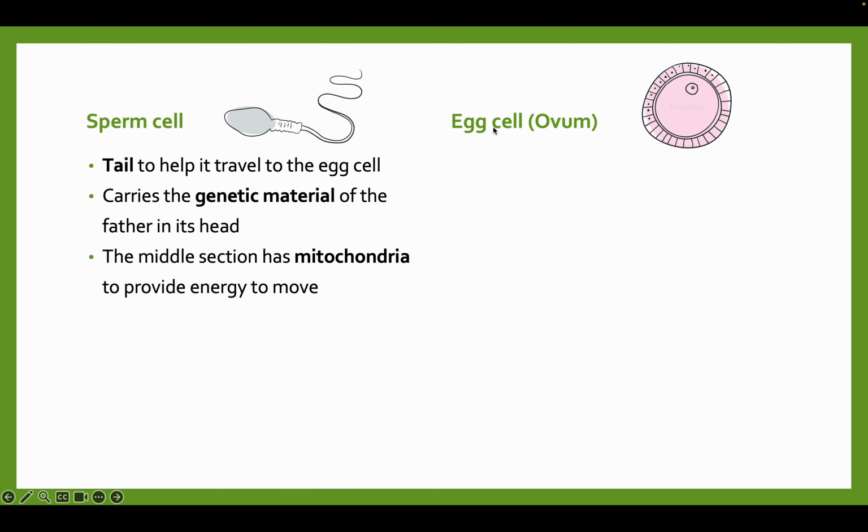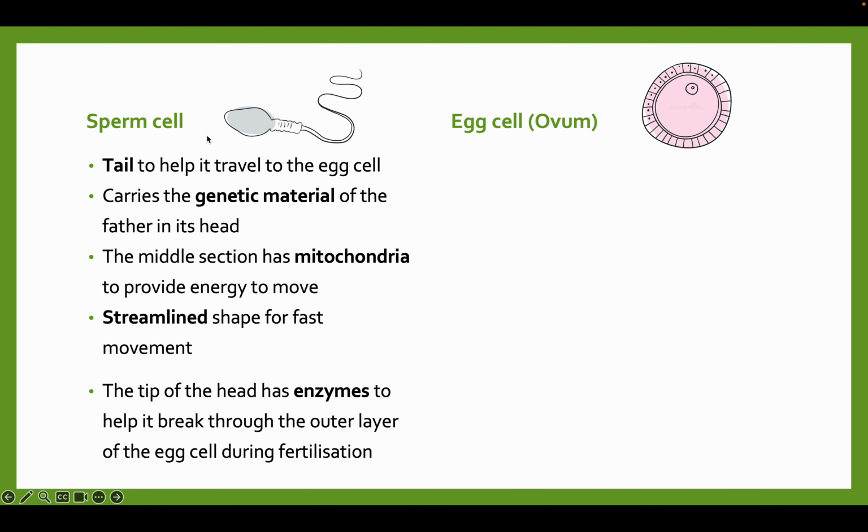Half of it is with the sperm, half of it is with the ovum, and they both combine together to make a new baby. The middle section has mitochondria. Remember, if you know about cells, mitochondria produce the energy, and it provides the energy so that the sperm cell can move. It's really streamlined. Look at how aerodynamic it is, especially at the front, so that it can move fast.